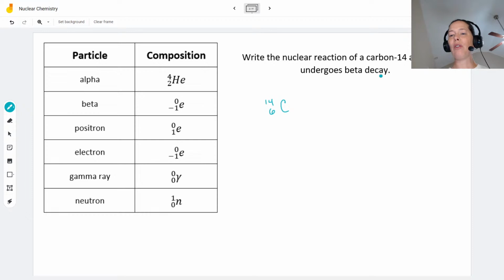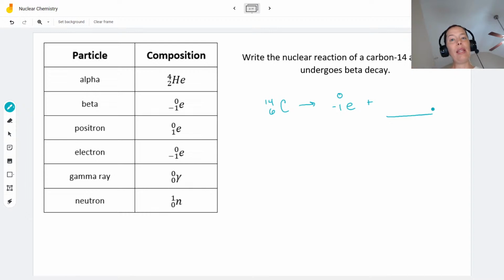And it's going to undergo beta decay. Again, that means that the beta particle is on the product side. So I'm just going to write the beta particle as we have written it here. It's an electron, mass number of 0, and the atomic number of -1. Then we're going to have plus something, and we don't know what that is quite yet.